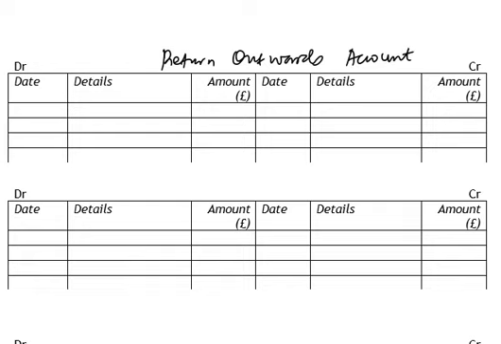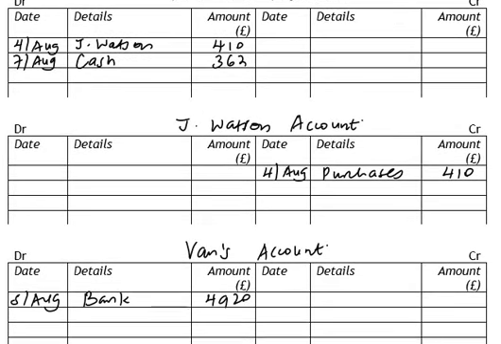Return outwards account. So this account, let us first go to the supplier's account. That is J. Watson's account. Now we look at J. Watson's account. On 4th August, we see that we had purchased goods from J. Watson and this account was credited.